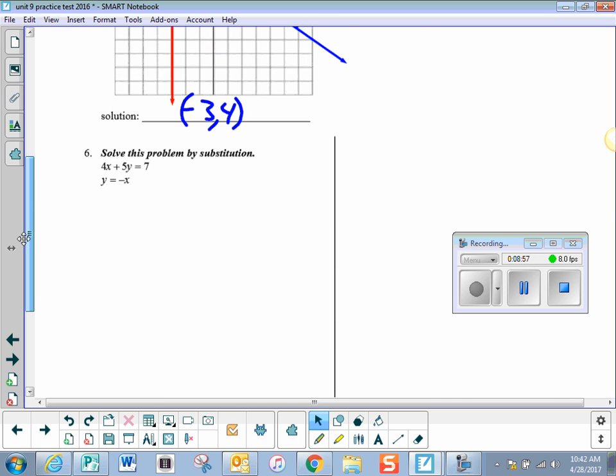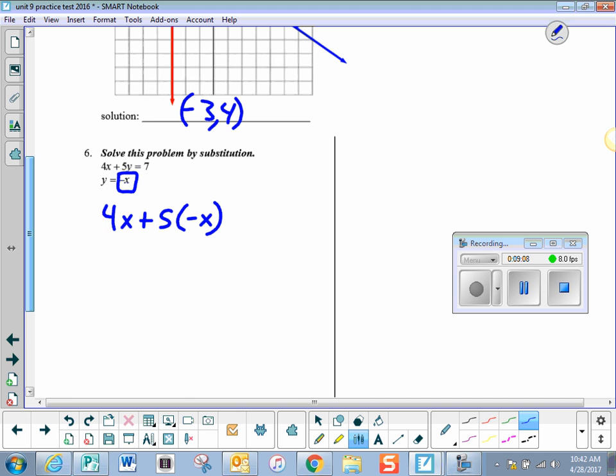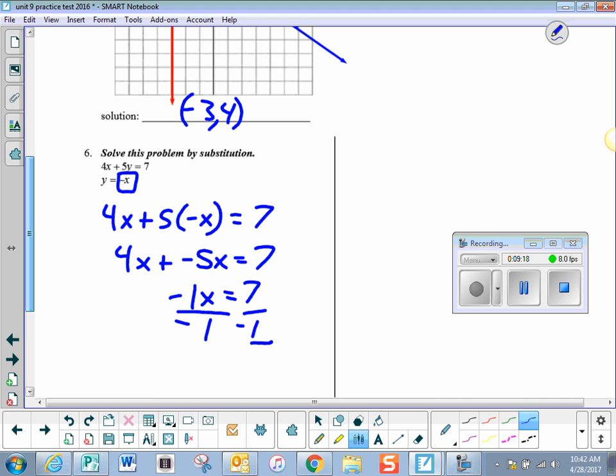Okay, on to number 6. We're solving by substitution. This one was meant to be quite simple. I'm going to replace y with negative x. So I have 4x plus 5 times negative x equals 7. So when I simplify, I get 4x plus negative 5x equals 7. So I get negative 1x equals 7. And so when I divide both sides by negative 1, I get x equals negative 7.